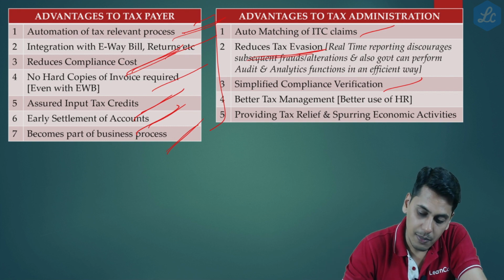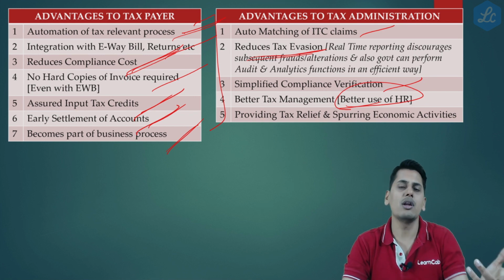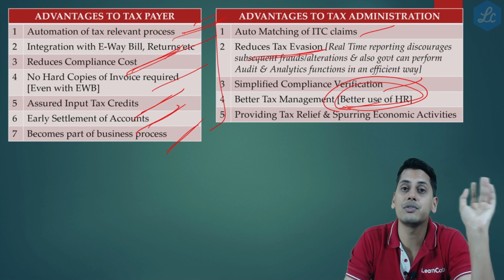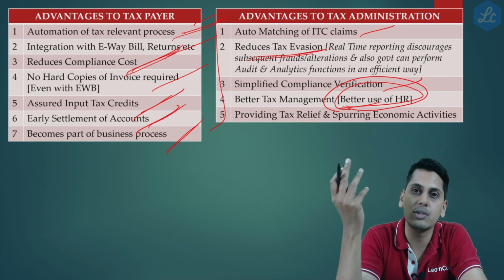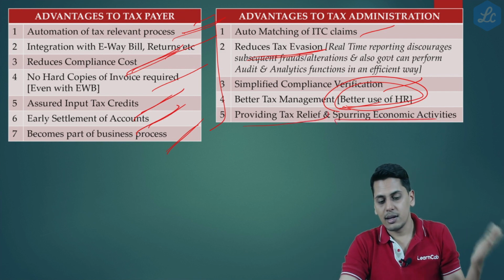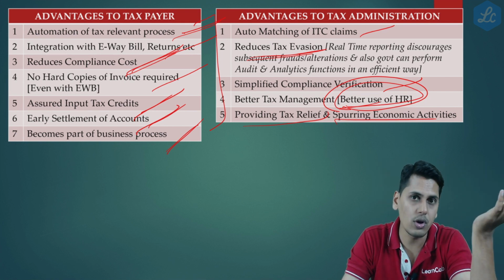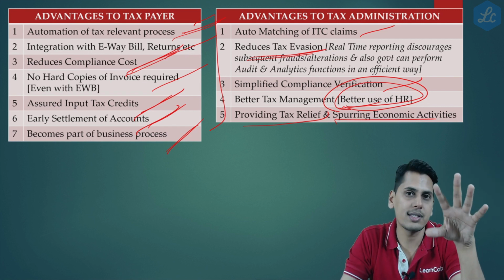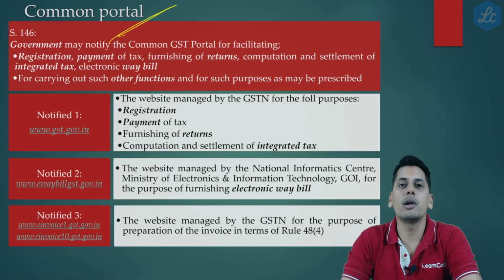Simplified compliance verification, better tax management, which means better usage of HR. When technology is going to do most of the work, the human resources which otherwise were doing this work can be better utilized for carrying out other work. Providing tax relief and spurring economic activities. So friends, naturally when compliance increases and tax evasion reduces, the tax revenue is going to be on a higher side. Eventually the tax rates might come down at some point of time. So friends, common portal. How many common portals have we seen?